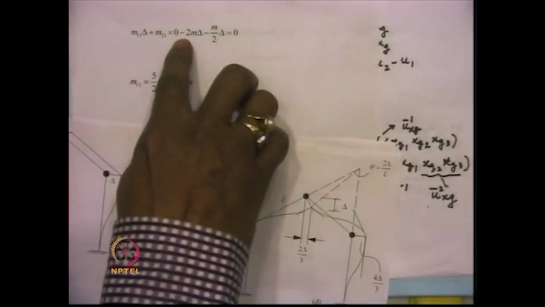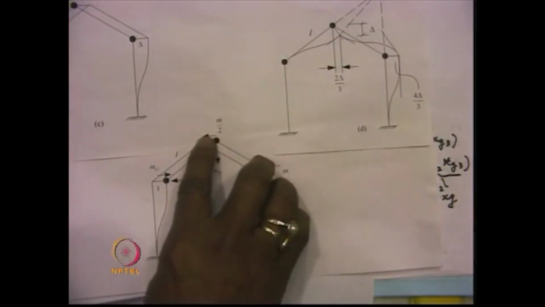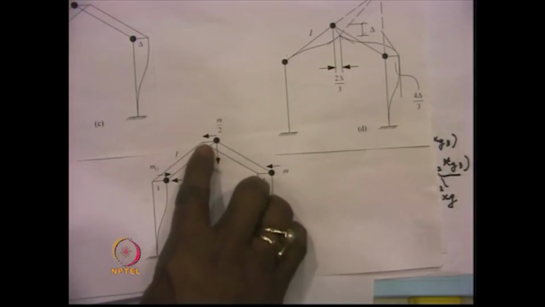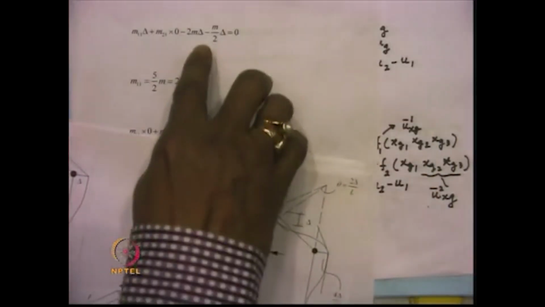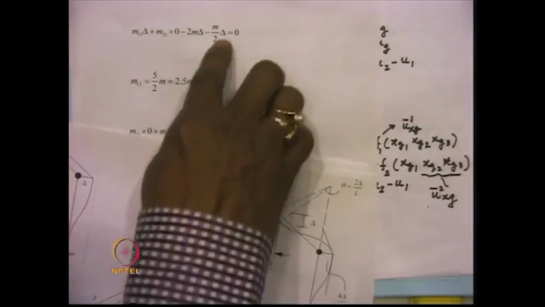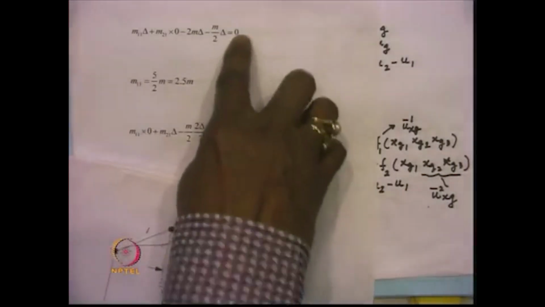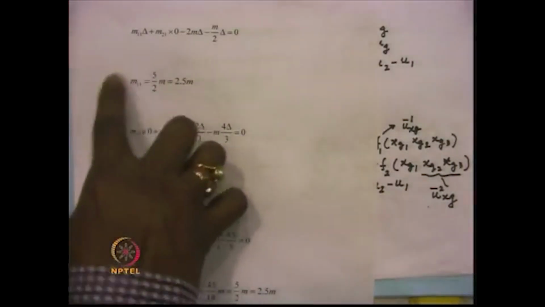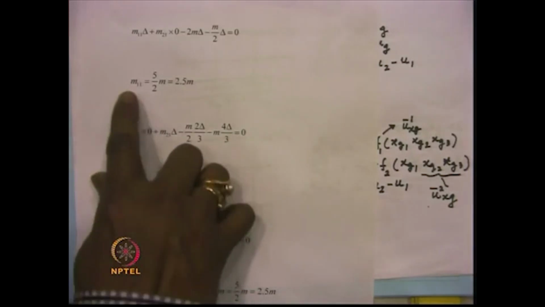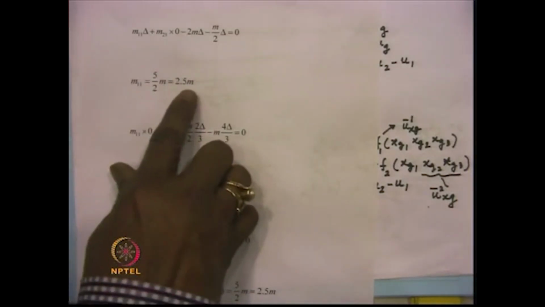So, this becomes minus 2 m into delta, and here the inertia force is acting in this direction, m by 2, and the delta is in this direction. Again we write down minus m by 2 into delta, and that becomes equal to 0, and from there one can derive m11 to be equal to 2.5 m, which we got also in the previous case.